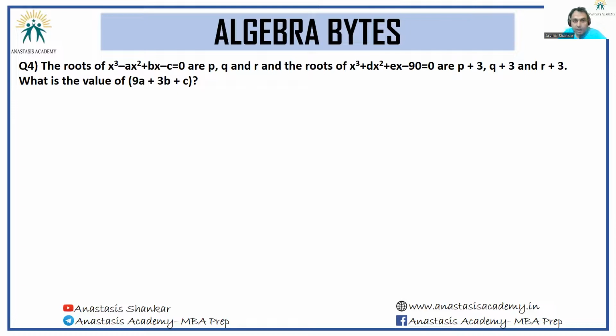Next, the roots of x cube minus ax square plus bx minus c is equal to 0 are p, q, r, and the roots of x cube plus dx square plus ex minus 90 are p plus 3, q plus 3, and r plus 3. What is the value of 9a plus 3b plus c? Okay, I'll make an exception. In the last one, I did it technically, despite knowing how to fit in values. So this one I'll do with absolute disregard for technical ways.